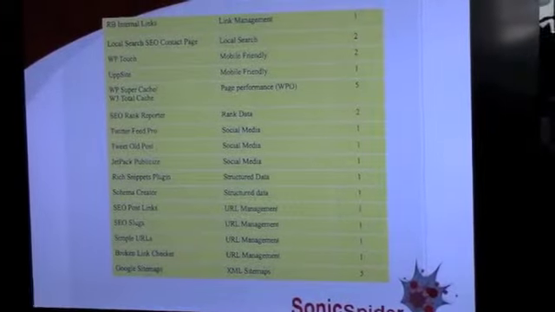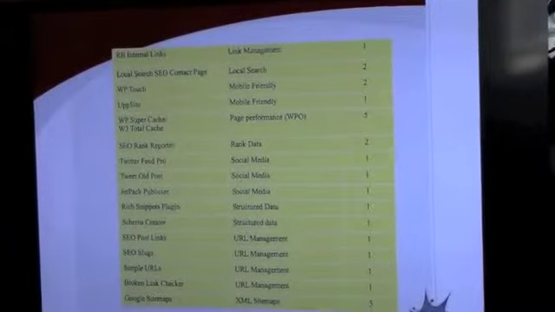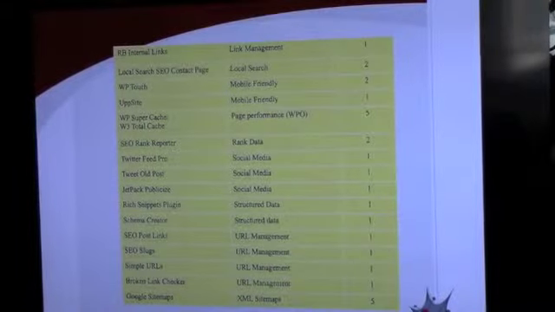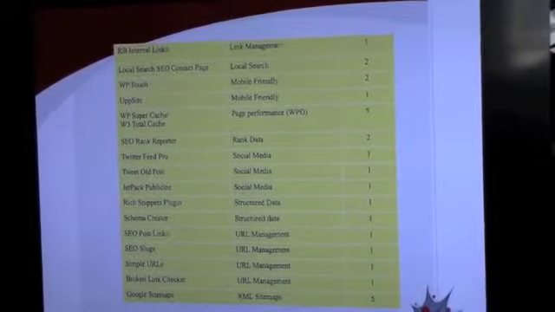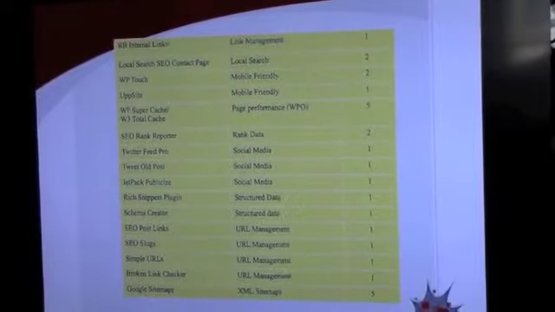The WP Touch and Upsider make your website more mobile friendly. I would recommend that you have a responsive design theme instead, but if you don't and you really want to be mobile instantly, you could use those two plugins to make yourself more mobile friendly without having to touch your theme. The Super Cache and W3 Total Cache got mentioned quite a few times. I'll be talking a little more about caching a little later, so we'll get back to that. SEO Rank Reporter takes your rank data and shows it to you.